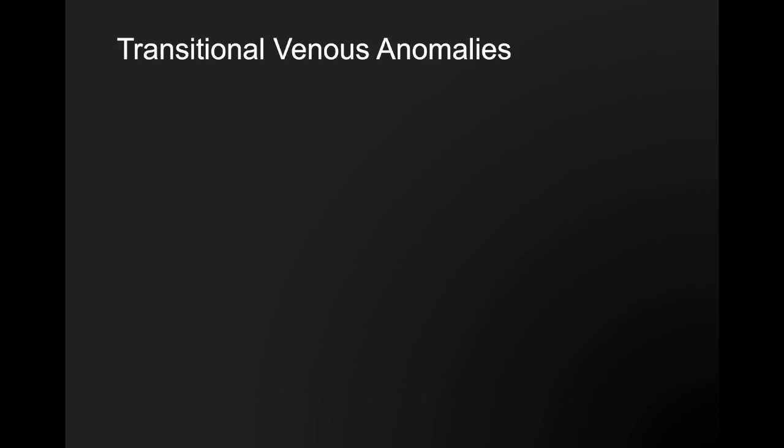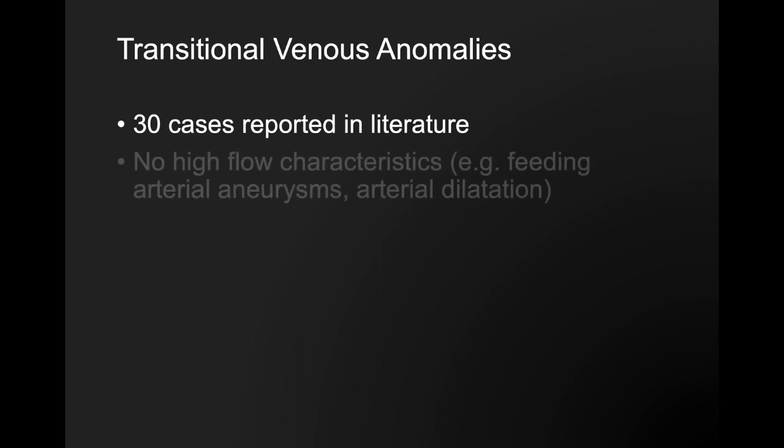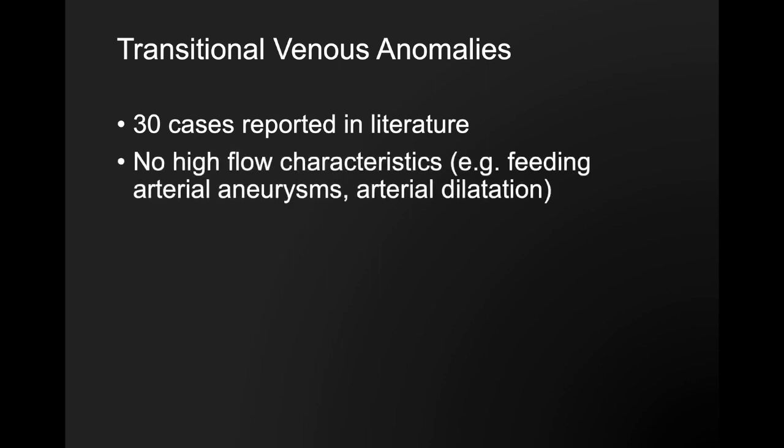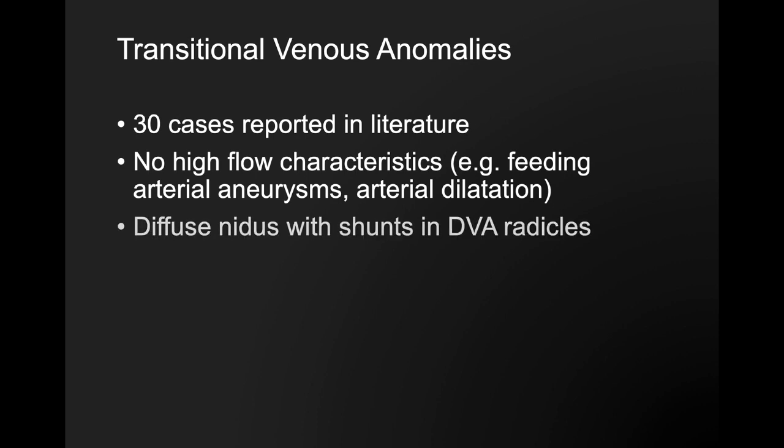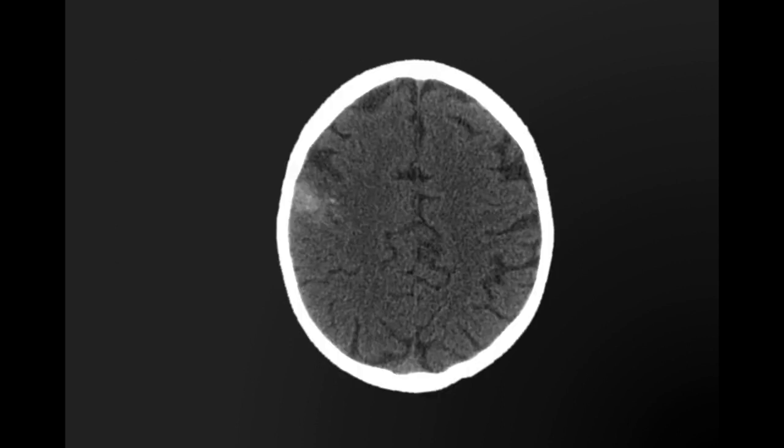There's this concept of transitional venous anomalies. There's about 30 cases reported in the literature of these. Essentially, they're shunting DVAs where there's an arteriovenous connection, but they don't have the high flow characteristics of a normal brain AVM, like feeding arterial aneurysms or significant arterial dilatation. And essentially, the nidus is within the venous radicals of the DVA itself. So here's one such example.